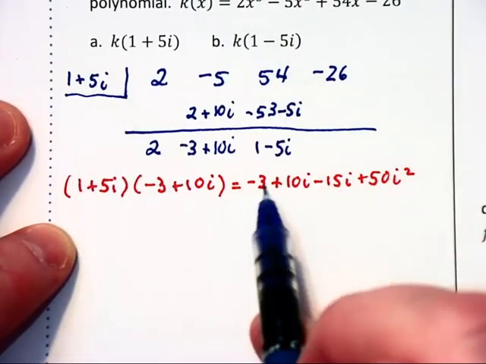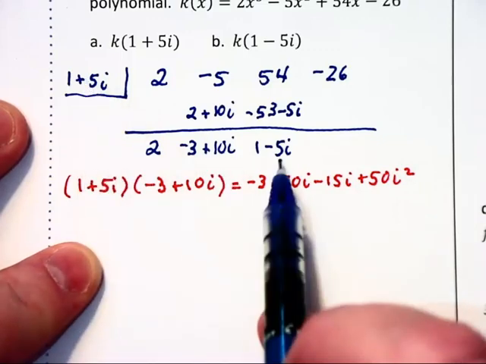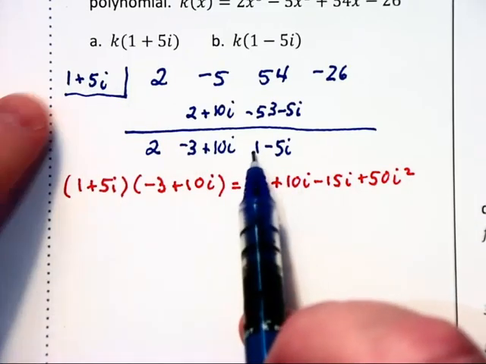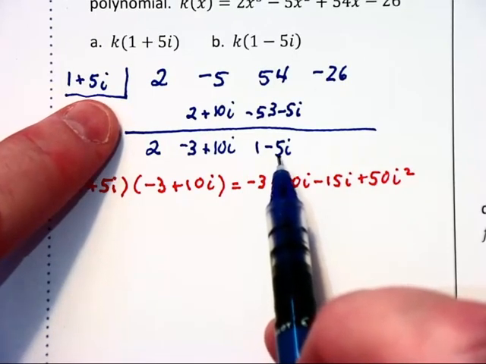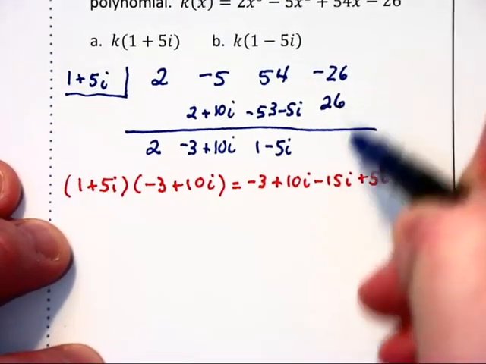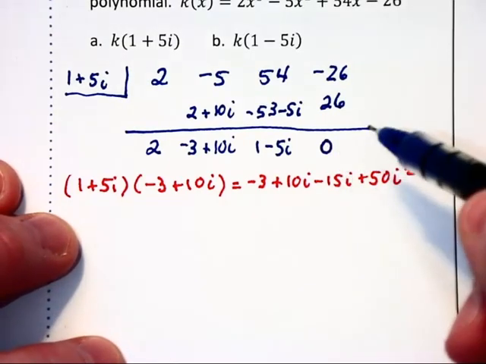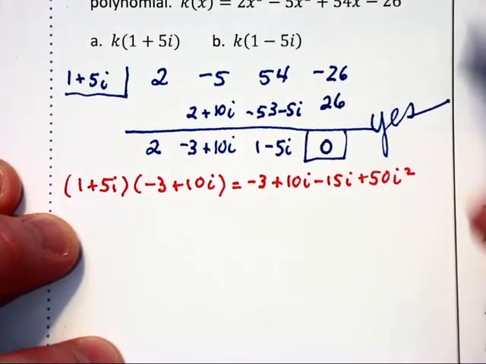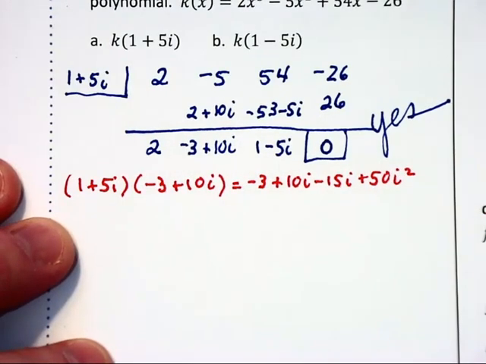Now we do our next multiplication of 1 plus 5i times 1 minus 5i, but here we're multiplying conjugates, so the middle terms of FOIL will cancel, and so we just have 1 times 1 is 1, and we're going to have minus 25i squared, which is 1 plus 25, making 26, and we have 0 as a remainder. Now, since the remainder is 0 here, the answer is yes. 1 plus 5i is a 0 of this polynomial.